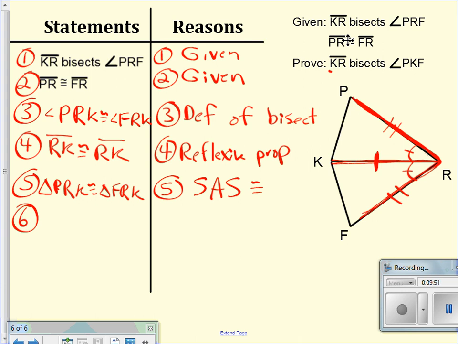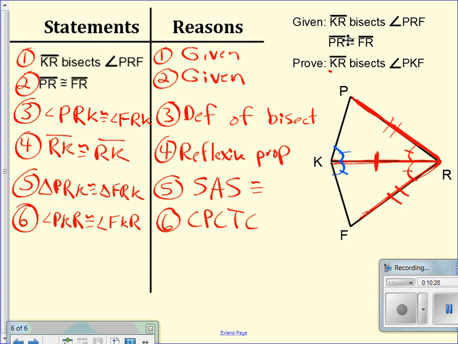Like I said before, my goal is to prove that these two angles here are being cut in half. Well, if triangles are congruent, then yeah, I can say that those two angles are equal. So, angle PKR is congruent to angle FKR. And that is by, always after that triangle congruent shortcut, you're going to see CPCTC, CPCTC, right? Because once you prove triangles are congruent, that means you can say that their parts are congruent.